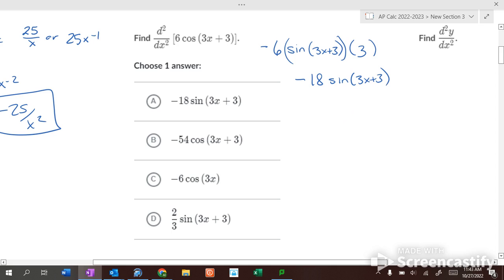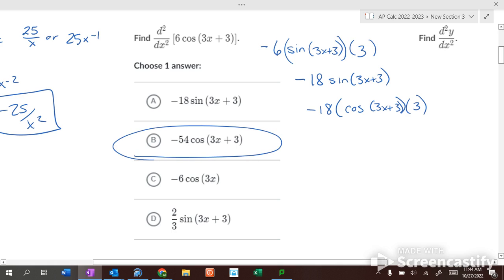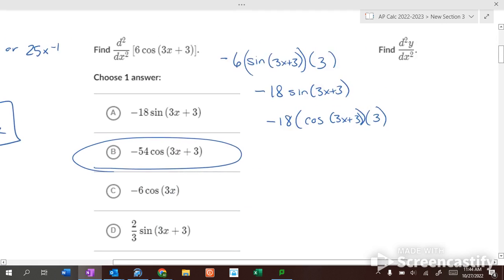Okay, that's the first derivative. So second derivative, negative 18 times cosine of 3x plus 3 times the first derivative of the inside. So it's negative 54 cosine 3x plus 3. Okay, you just build your way to it.